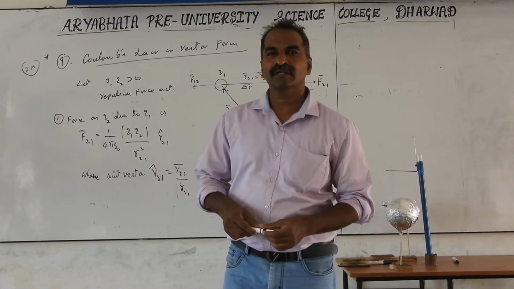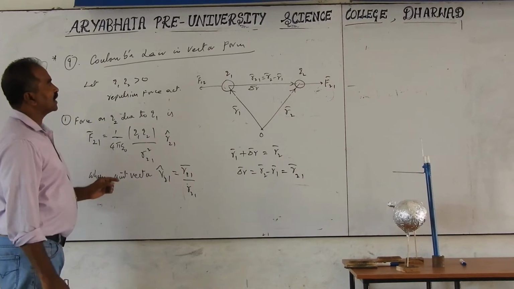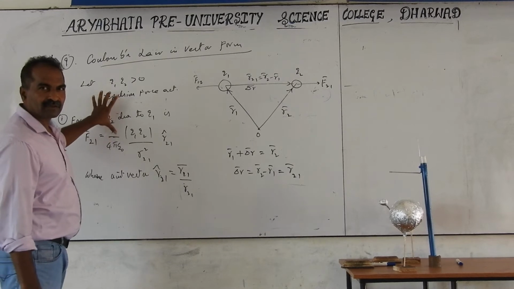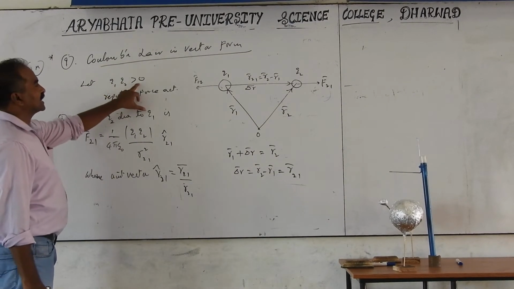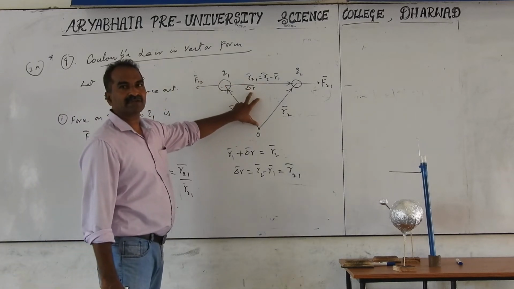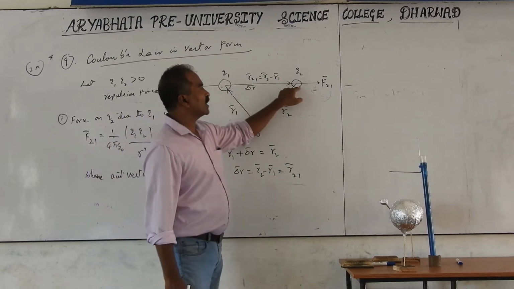Good morning, everyone. In the previous class, we stopped at Coulomb's law in vector form. These are very important ones. One half of that vector form was completed in the previous class. Q1 Q2 greater than 0 means both are like charges, then the force will be repulsive. Force acting on Q1 is F12. Force acting on Q2 is F21.